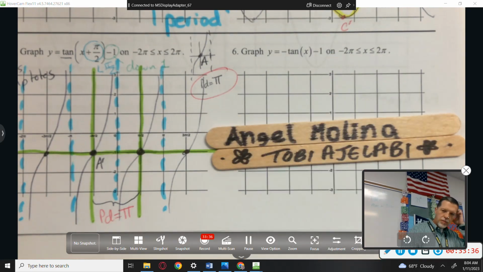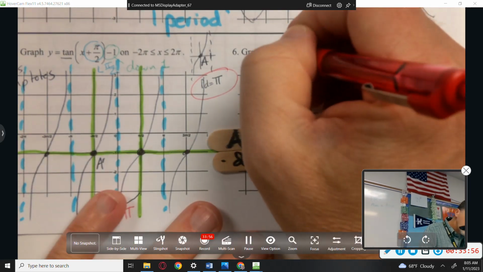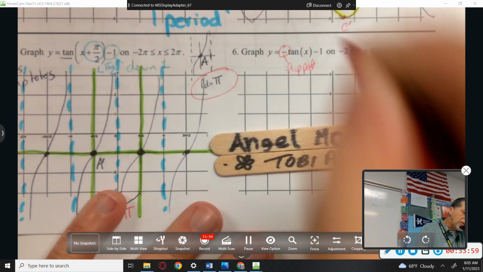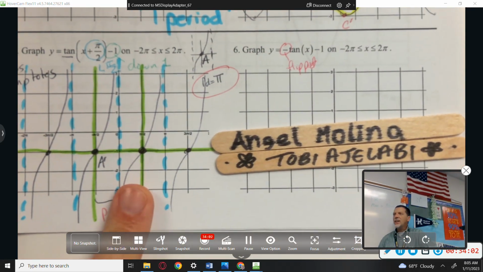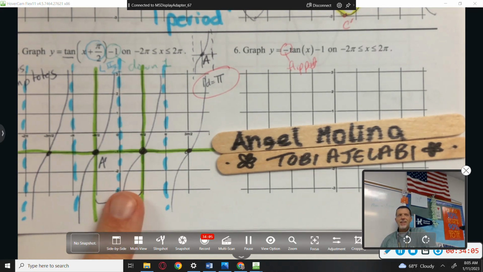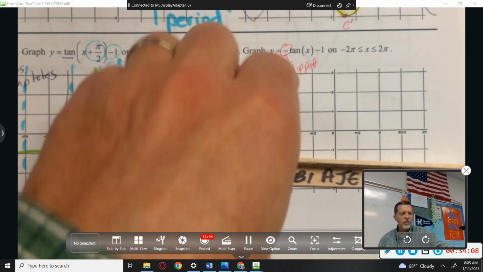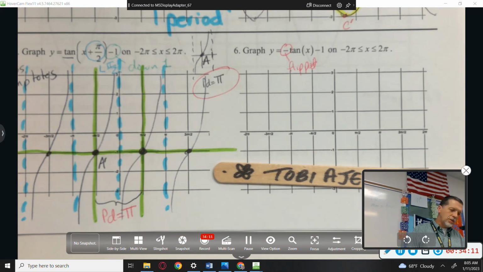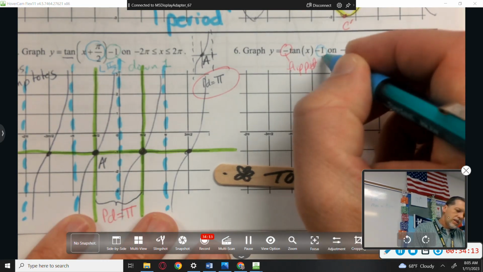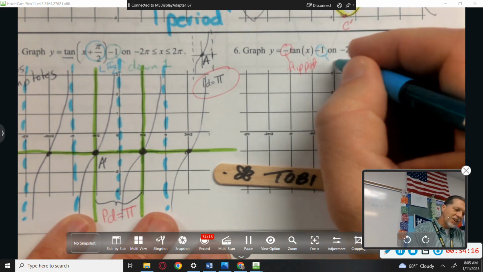Number 6. Let's see. Angel, what's different? Number 6, the parent function is tangent. How is number 6 different than the parent function? What's been changed? Okay, it's flipped. That's maybe going to be tricky, to flip tangent. Maybe not. If I flip tangent, what will it look like? It goes the other way, maybe a little bit like cotangent. Toby, what's that -1 do to my graph? Down 1.